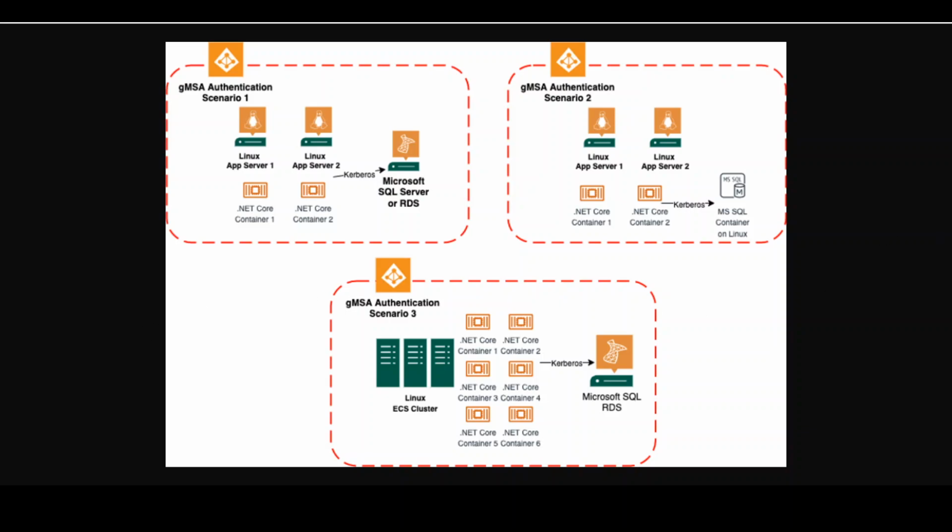Similarly, in scenario 3, a .NET application is running on EC2 ECS cluster hosted on a Microsoft AD domain. The Linux servers within this ECS cluster are added as member of the gMSA group. The gMSA account is granted permission to the domain joined SQL Server or even RDS.